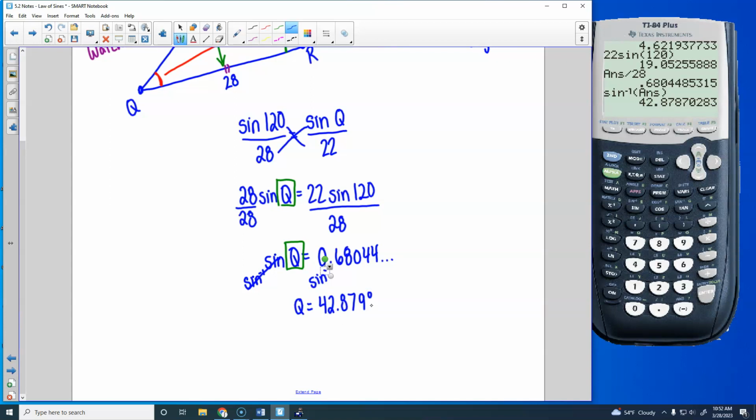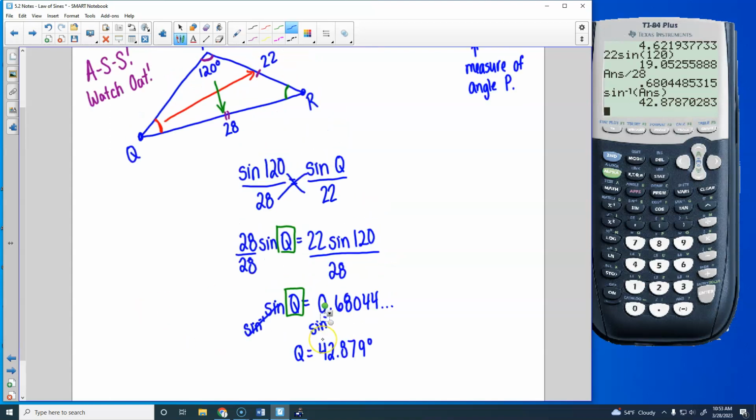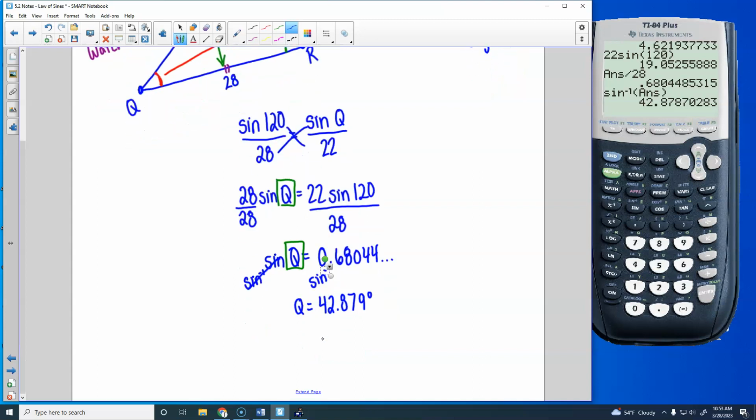Well, there's two things that make it not quite our answer yet. Number one, were we looking for Q? What they want to find is R. So this is not our final answer because we need to find R. Also, right here is where we've got to check for ambiguous case, which you guys don't know how to do yet, but I'm getting ready to show you.